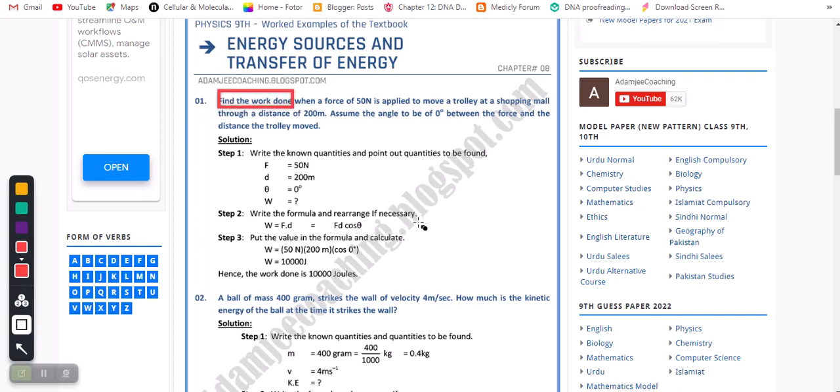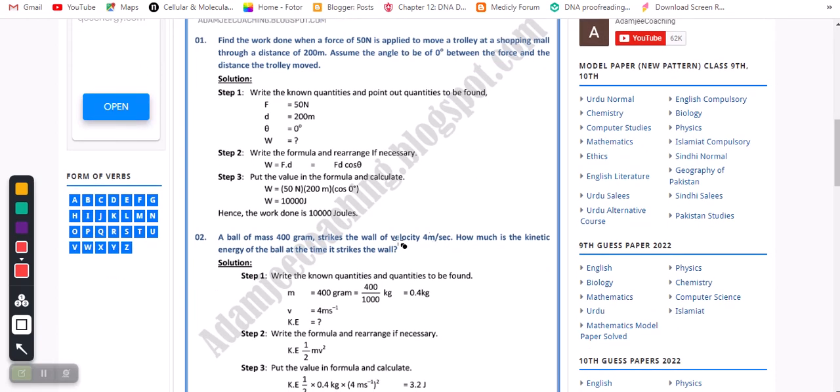Write the formula and rearrange if necessary. W is equal to Fd cos theta. Put the values in the formula and calculate it. W is equal to Fd, F is 50 Newton, D is 200 meter. If you multiply 50 into 200, it is 1000 joule, and cos theta is 0. Put the values and the answer is in joules, because the unit of work done is joule.